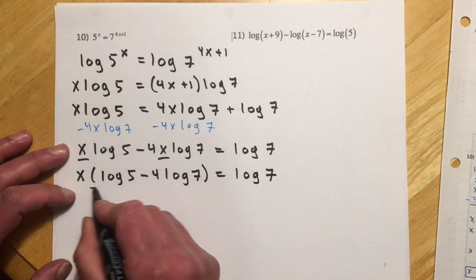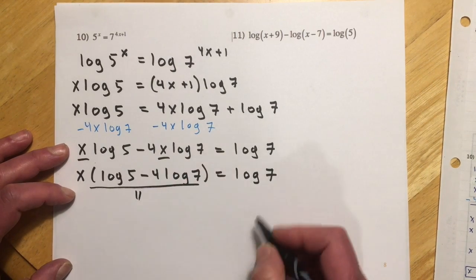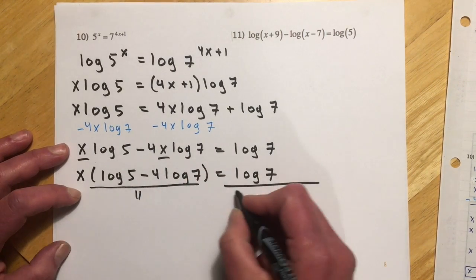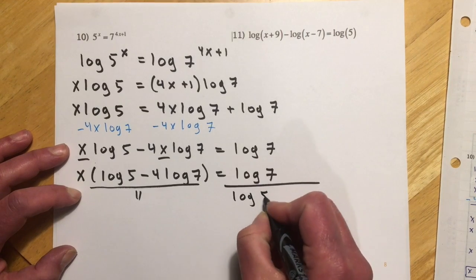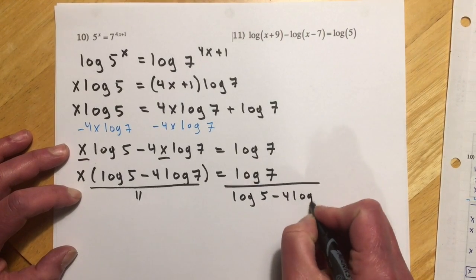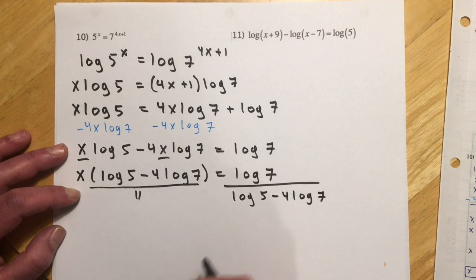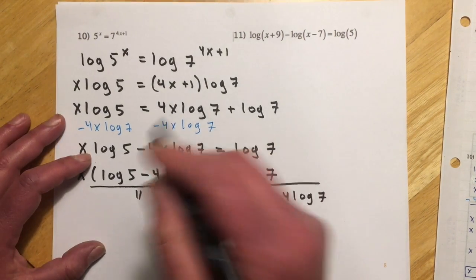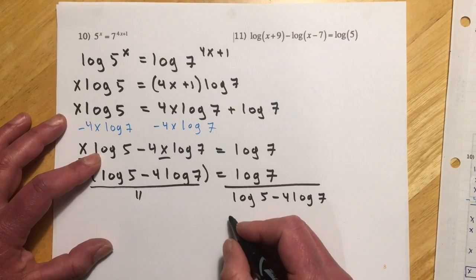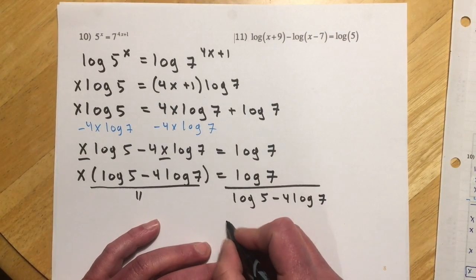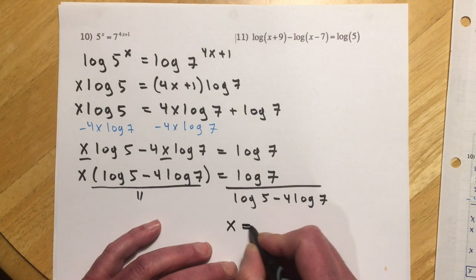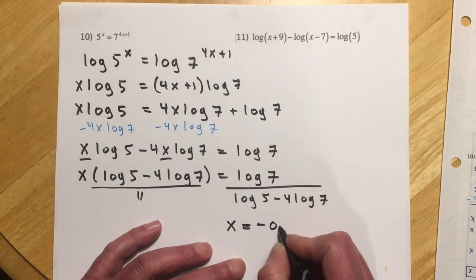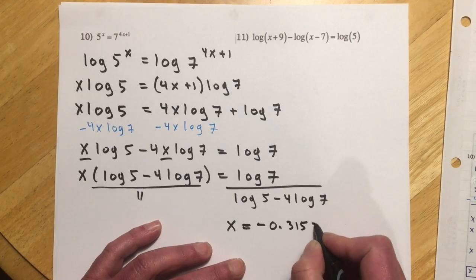And then I'm just going to divide this on both sides, and for here I'm just going to do that, so you don't have to watch me rewrite it all twice. And so that would be our exact answer. And then if I wanted it to 4 decimal places, x would equal negative 0.3152.